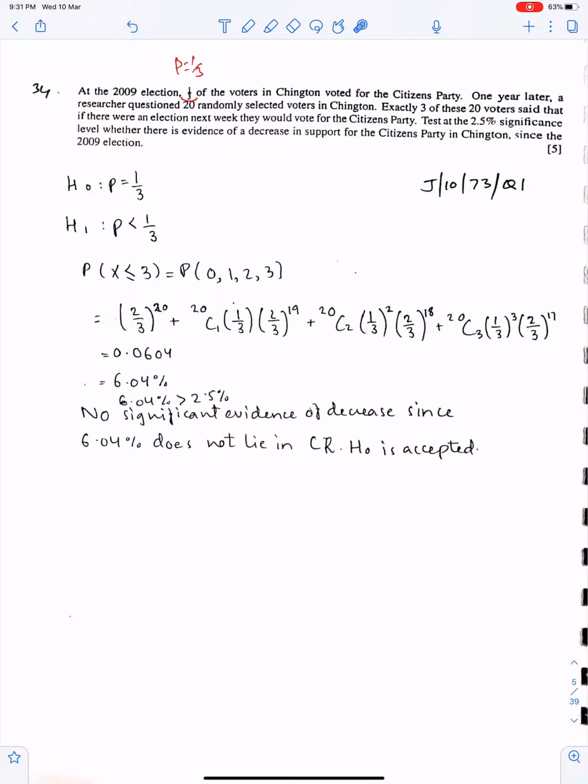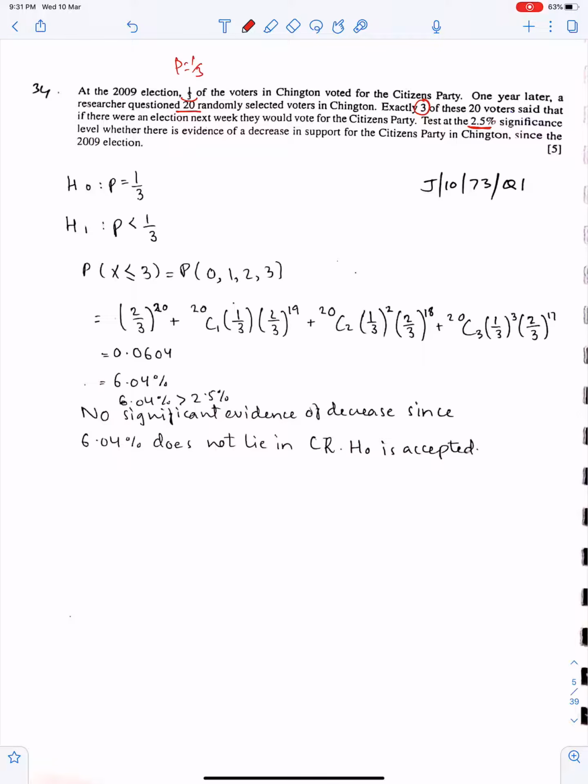One year later, a researcher questioned 20 randomly chosen voters. Now this is n. Exactly 3, this is the test value, of these 20 voters said that if there were an election next week, they would vote for the Citizen Party. Test at the 2.5% level of significance whether there is evidence of a decrease.